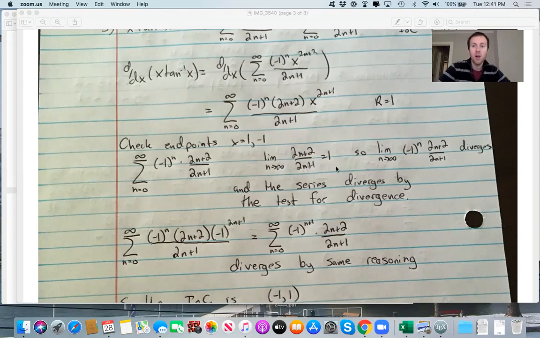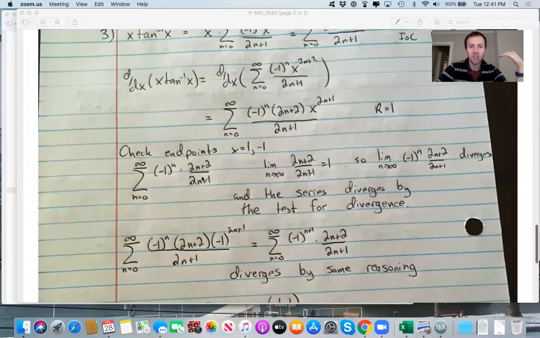If we put on the alternating part, then that sequence is going to diverge because this part's going to 1. So if it's alternating, it's bouncing around close to 1 and negative 1. So that diverges. And then we can say, we checked and the sequence diverges. So by the test for divergence, the whole series diverges. And that's all to take care of one endpoint.